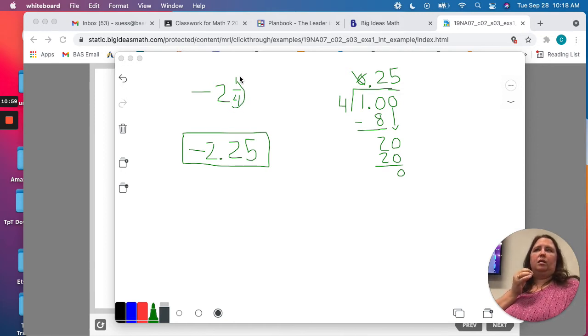How much is one? Y'all need to whisper. How many quarters do we have out of this 4 quarters? 1. So what? How much does a quarter represent? 25. So looky here. We have 25.